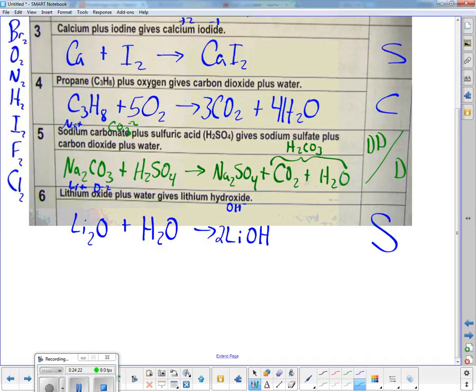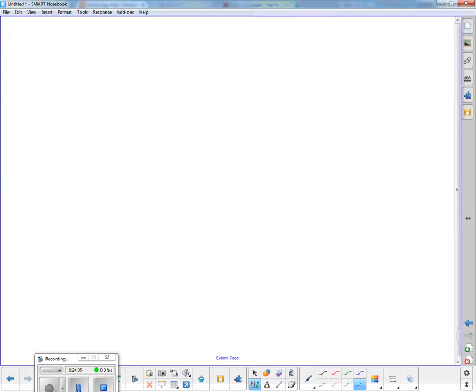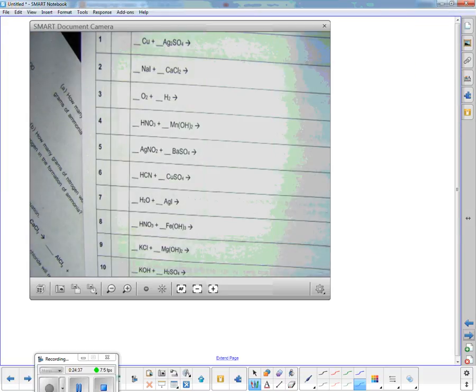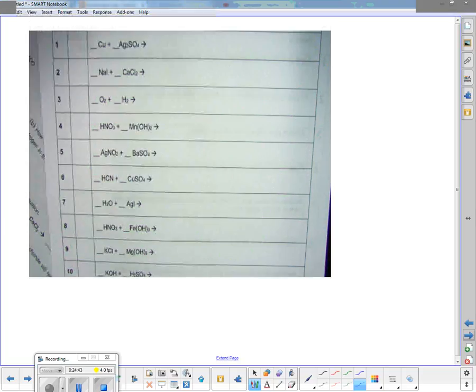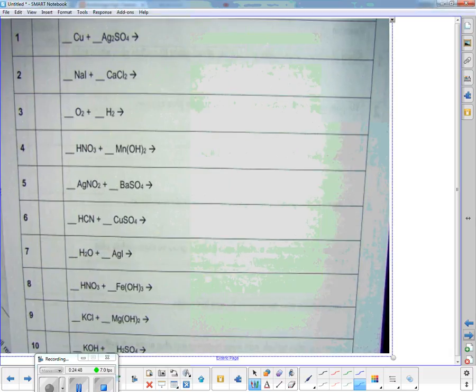Okay, let's go on to type 4, section 4. Now I didn't do all of them on that one with you, but I gave you some examples to go from. Okay, this is section 4. In section 4, I've now not given you the product side. So we've got to figure out the product side.